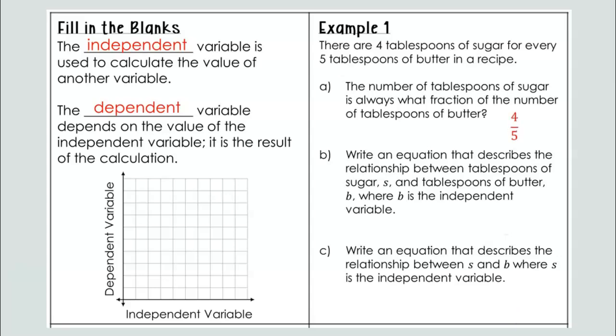There are 4 tablespoons of sugar for every 5 tablespoons of butter in the recipe. The number of tablespoons of sugar is always what fraction of the number of tablespoons of butter? Well, it's 4 to 5. Think of it as a ratio, so 4/5.